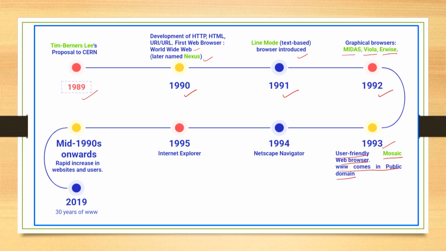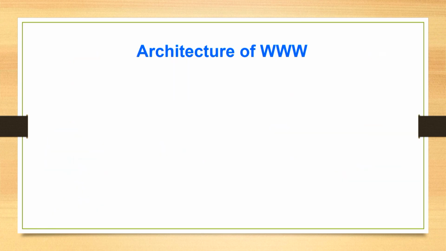Whereas in 1994, we have another browser, that is the Netscape Navigator. In 1995, we have Internet Explorer, and from the mid 1990s onwards, there was a rapid increase in websites and users. So this is almost about 30 years of WWW. So this shows how the WWW changes over the years, or over the 30 years. Next, we will discuss the architecture of the World Wide Web.